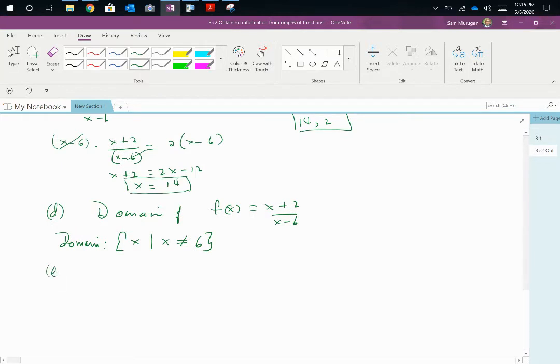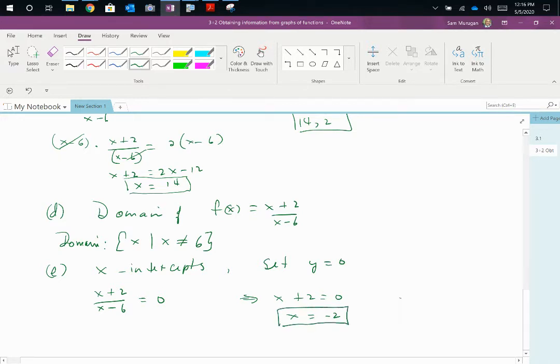The x-intercepts. To find x-intercepts, set y equal to 0. So set x plus 2 over x minus 6 equal to 0. This means that x plus 2 is equal to 0, so x is equal to -2. That point is -2 and 0.